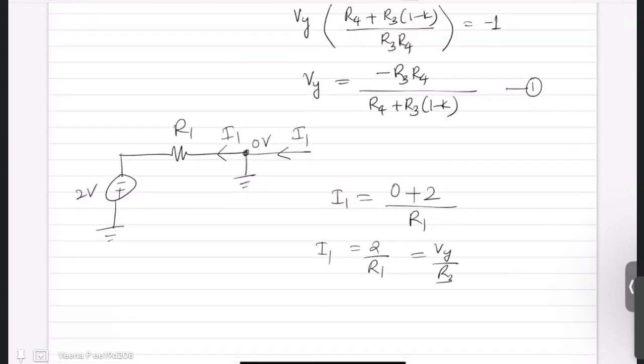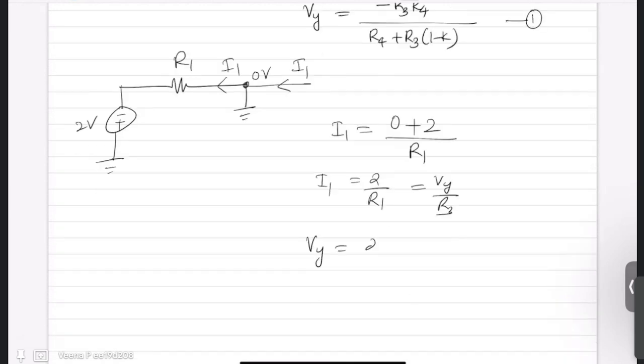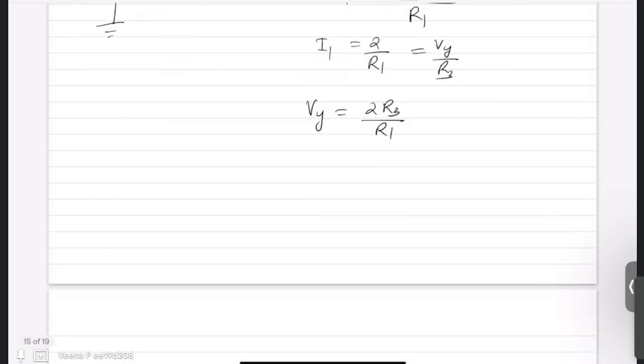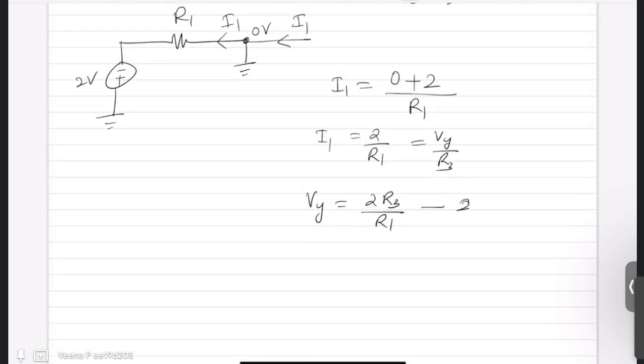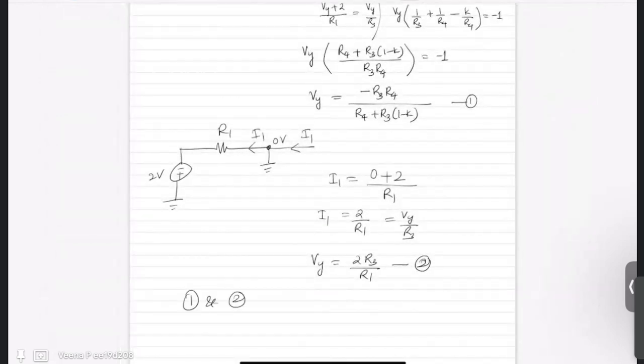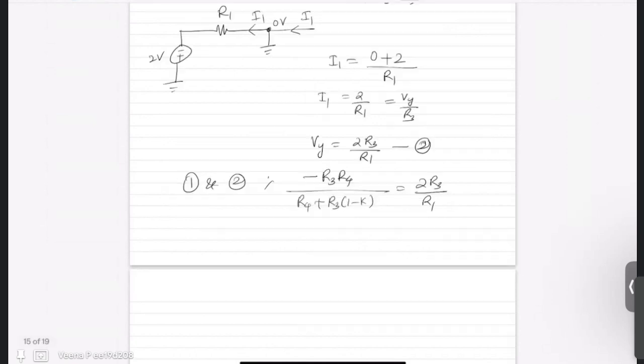That means your Vy is nothing but 2R3 by R1. I just equated these two currents. They are same. So it is (Vy minus 0) by R3, which is same as (Vx plus 2) by R1, where Vx is 0. So I got Vy as this, 2R3 by R1. So when you compare equation 1 and 2, the LHS are same. That means RHS should be same, or minus R3 R4 by R4 plus R3 into (1 minus K) is equal to 2R3 by R1.